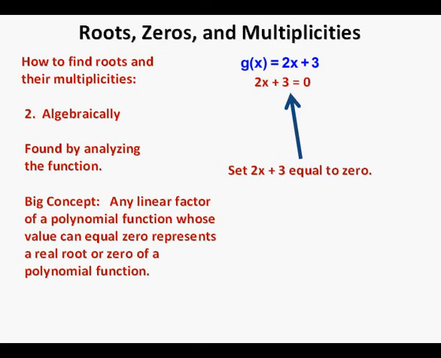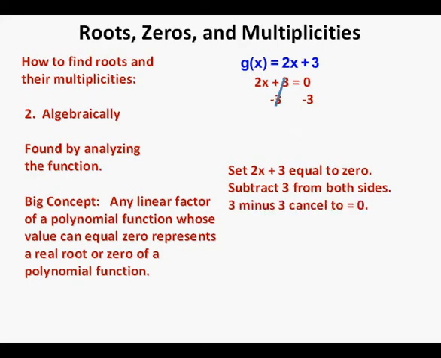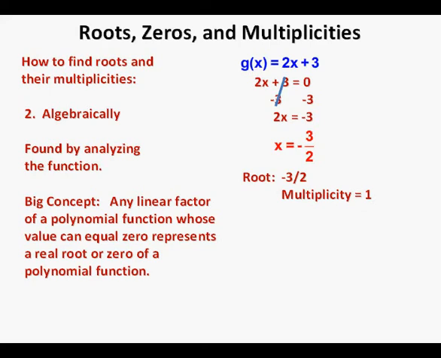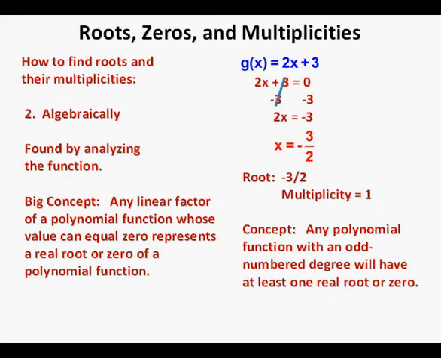Subtract 3 from both sides of the equation. 3 minus 3 cancel to equal 0 on the left side. We bring down 2x equals -3. And dividing both sides of the equation by 2, we have x equals -3 halves. So we say that we have a root of multiplicity of 1. And here's another important concept. Any polynomial function of an odd degree, such as 1 here, or 3, or 5, etc., has at least one real root or 0. It will have at least one root because it has to cross the x-axis at some point or points.